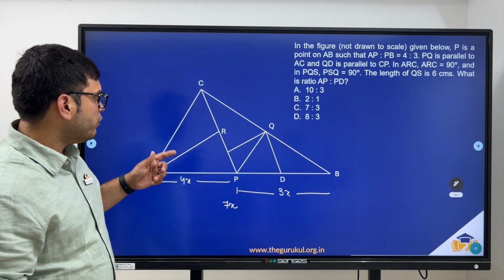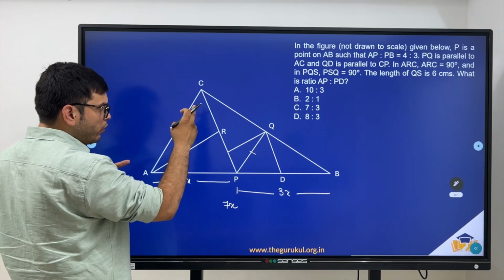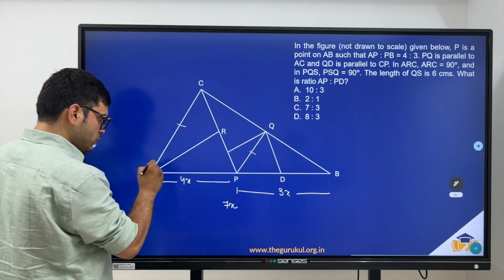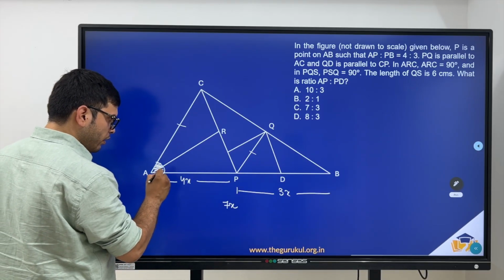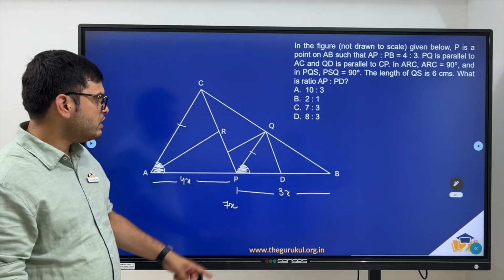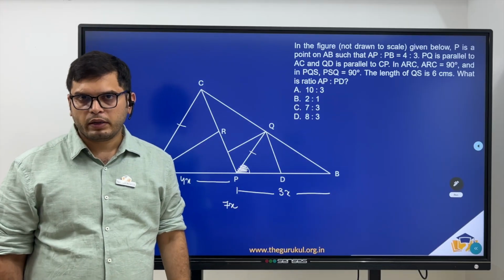PQ is parallel to AC. So if PQ and AC are parallel lines, and if I consider AB to be the transversal, then this angle is equal to this angle. Angle CAB is equal to angle QPB because they both form a pair of corresponding angles.